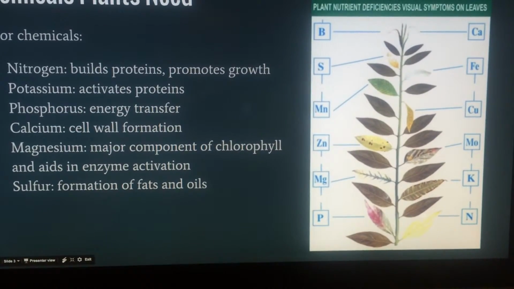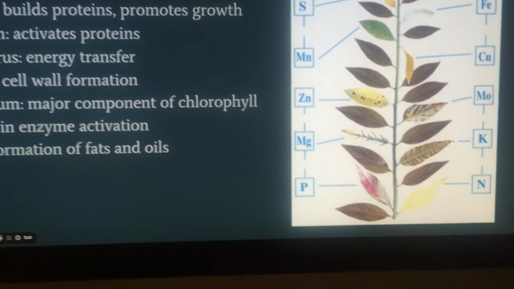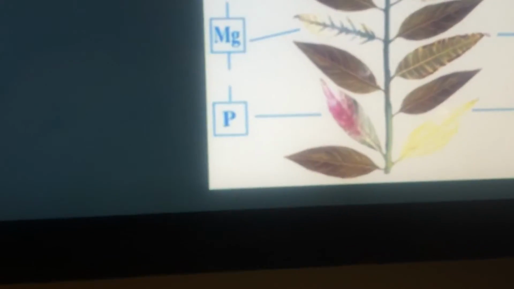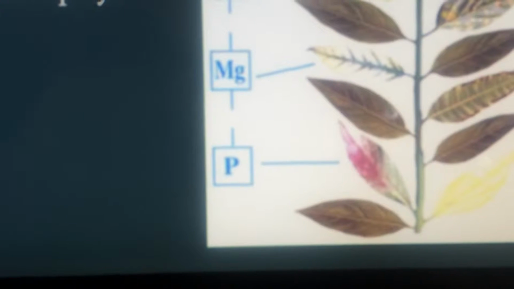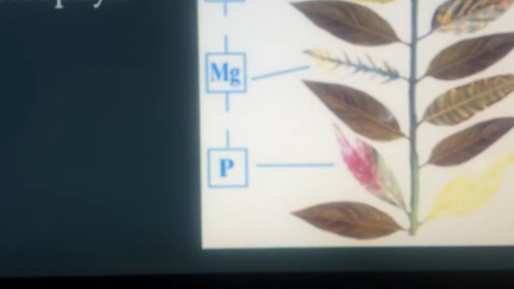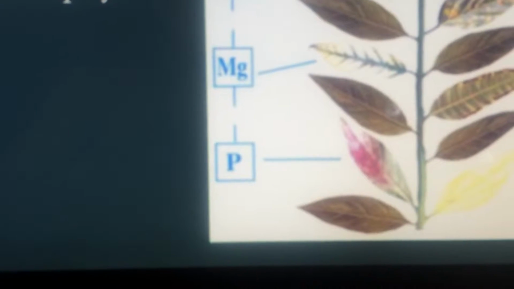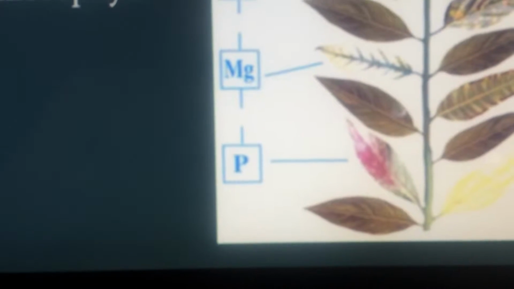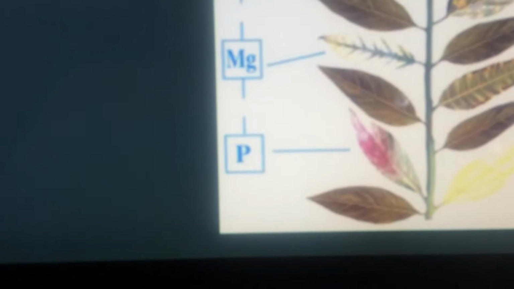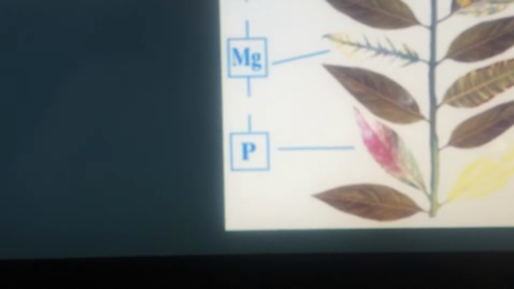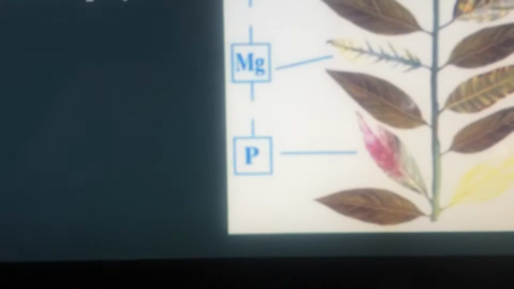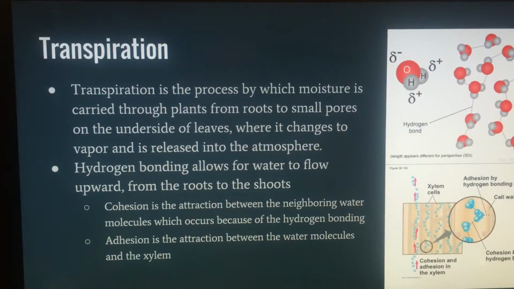Phosphorus is an energy transfer inside the plants. And as you see here, the pinkish greenish one, phosphorus is not completely spread throughout the entire leaf. And so when it does not, plants actually turn pink because they don't have the energy to activate.